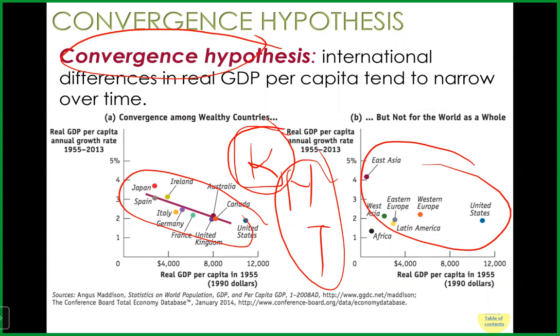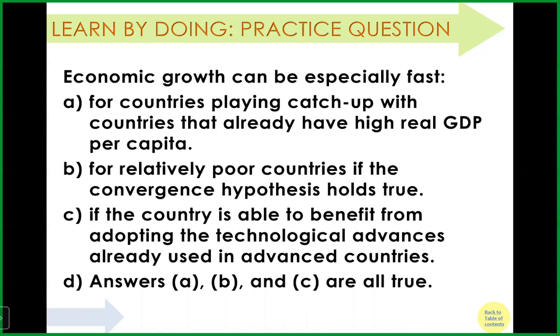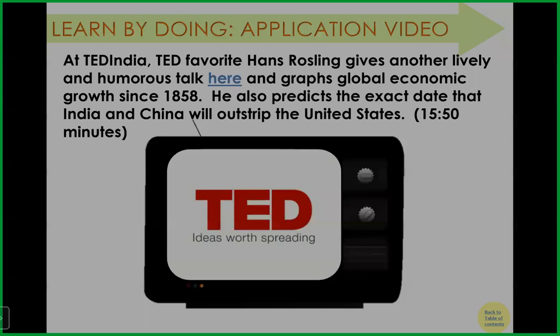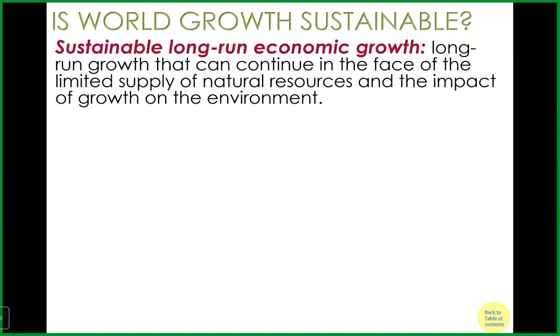Specifically, we compare Japan versus the United States. Right? In 1955, the main difference is probably only the destruction of capital. Okay? This is convergence. So, I'm kind of running out of time for this lecture. There's a slide we should watch, but I will leave that for you to watch. And then, the last thing we are going to discuss is called sustainable long-run economic growth.